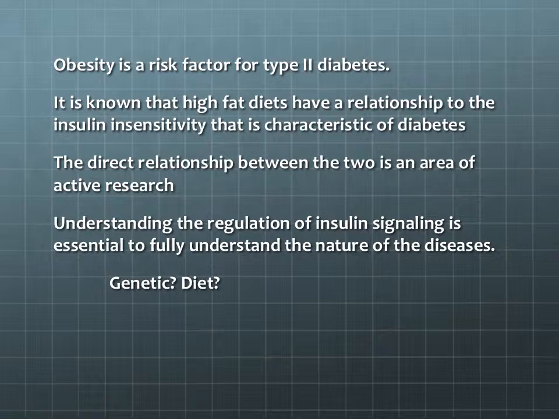Obesity is a known risk factor for type 2 diabetes, and they often go hand in hand with one another. For example, it is known that diets high in fat tend to have a relationship to insulin insensitivity that is characteristic of type 2 diabetes. The relationship between the two is an area of active research. For example, understanding how insulin signaling is regulated is absolutely essential to fully understanding the nature of the two diseases.